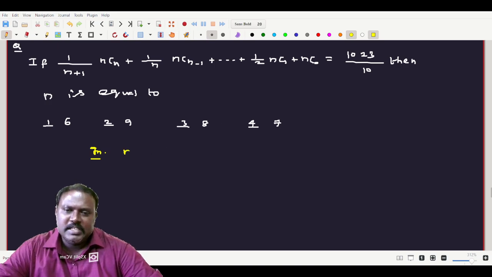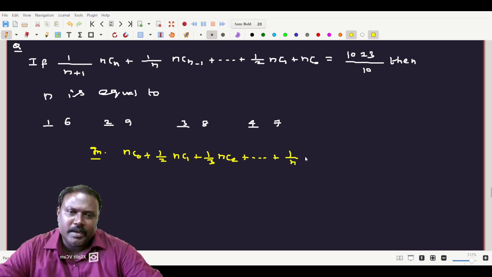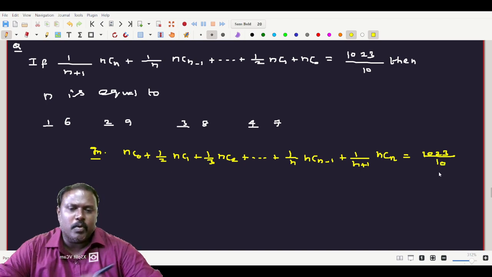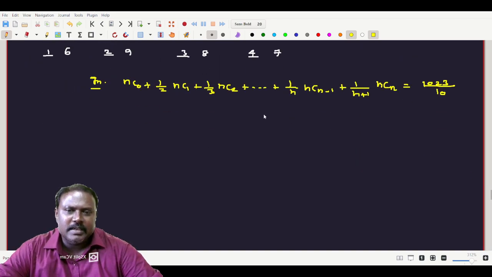Okay, so this is first NC0 plus 1 by 2 into NC1 plus 1 by 3 into NC2 plus etc. plus this term I am writing, 1 divided by n into NC n minus 1 plus 1 divided by n plus 1 into NCN. This is equal to 1023 divided by 10. Right? I am writing this for the summation notation.